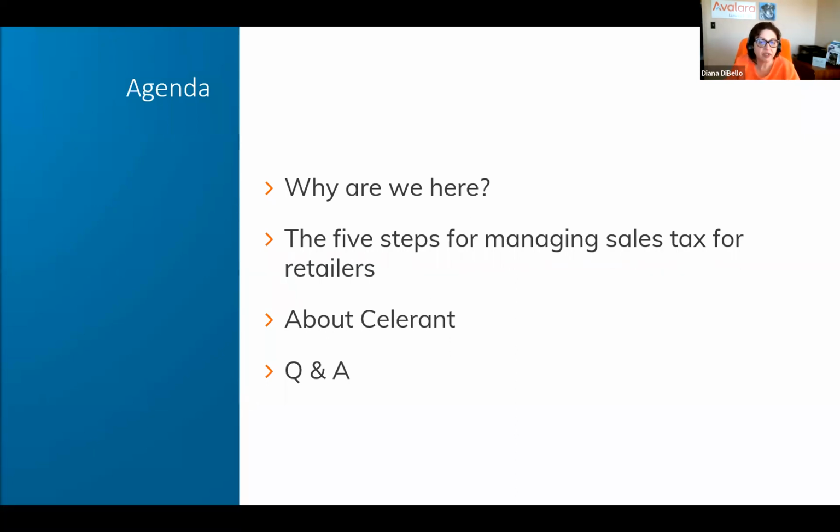So we're going to start out with our agenda that's going to talk about why are we here and give you the 5 steps for managing sales tax for retailers, some helpful tips that can help you get positioned to handle this to limit your exposure. Then Greg's going to share about Celerant, so you can find out some more information about the services that they offer. And then we're going to leave some time for Q&A. So I have a lot of slides to go through, so we're going to get started.